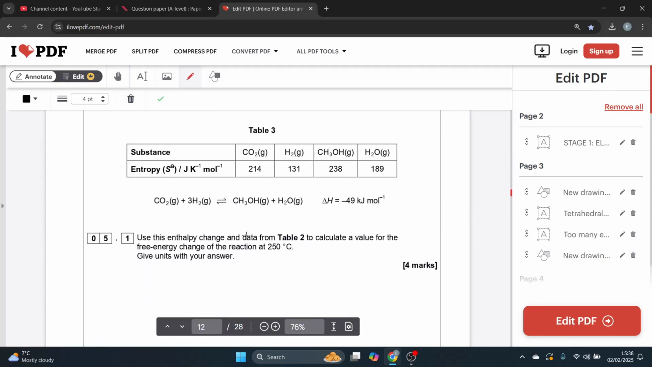Question 5. Use this enthalpy change and data from table 2 to calculate a value for the free energy change of the reaction at 250 degrees Celsius. Give units with your answer.